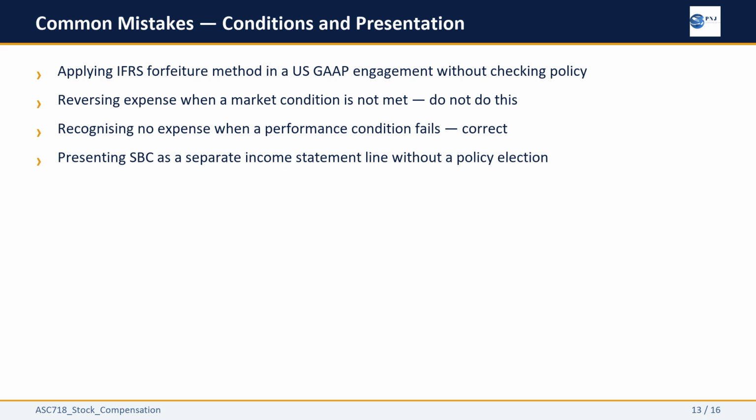Second, in an engagement subject to US GAAP, do not default to the IFRS forfeiture estimation requirement. Confirm the entity's elected policy under ASU 2016-09 and apply it consistently. And on presentation, do not place SBC in a standalone income statement line without first establishing and disclosing that as a policy election.